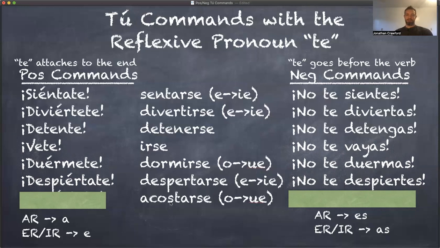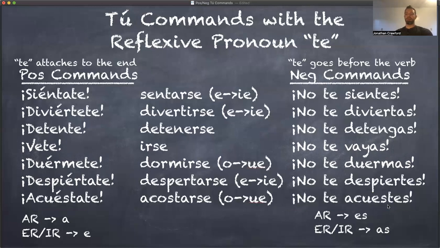Acostarse means to lay down. And it's also a boot verb, so that O turns into a UE. So it's acuéstate. Or no te acuestes, because it's an AR verb, so it ends in an ES. No te acuestes.